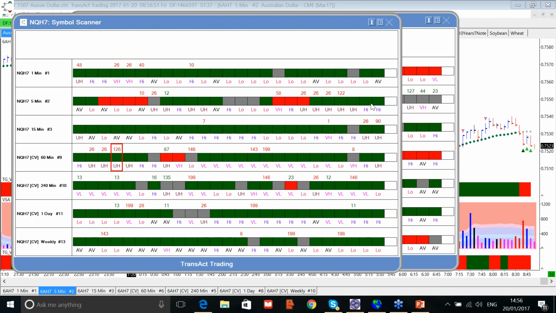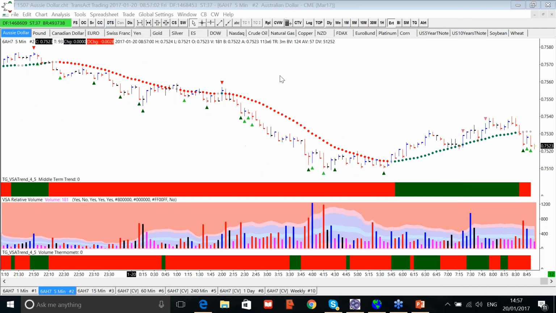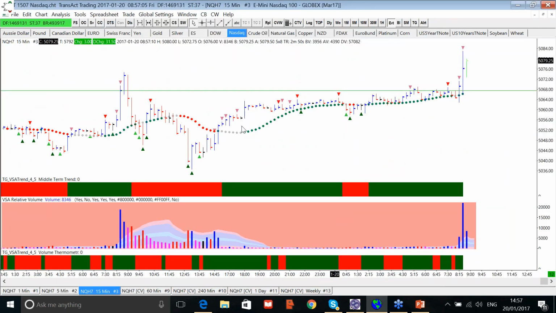NASDAQ. See, now that's telling me longs. There's no doubt about that. NASDAQ is looking for long trades at the moment. Even though we've got a lot of volume there, it's all green. It's pushing higher, and I think it's going to make a new high. And the Aussie dollar is mixed as well. Let's just have a quick look at that NASDAQ again.